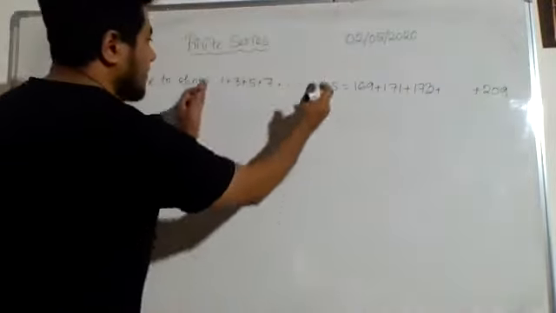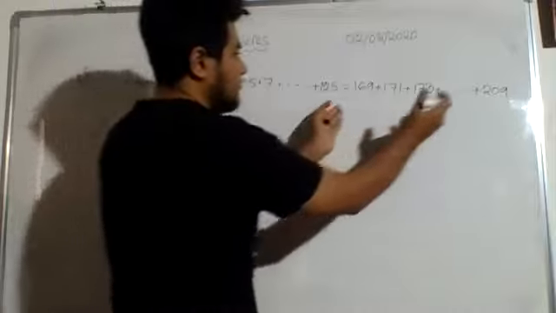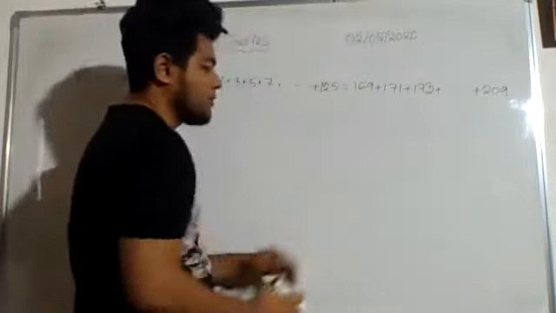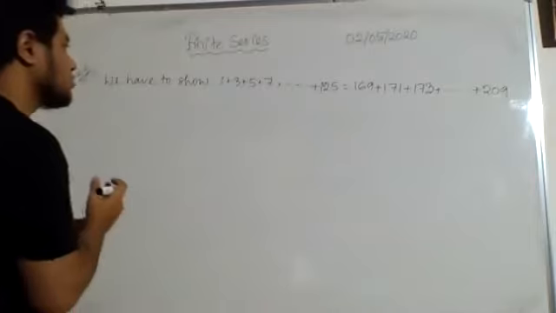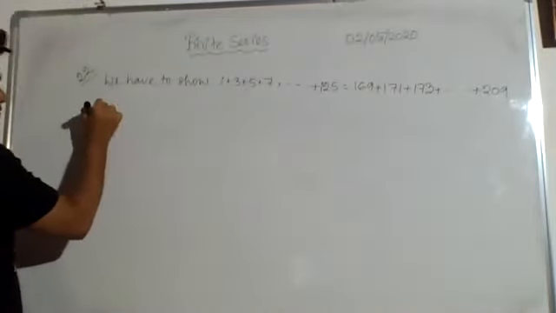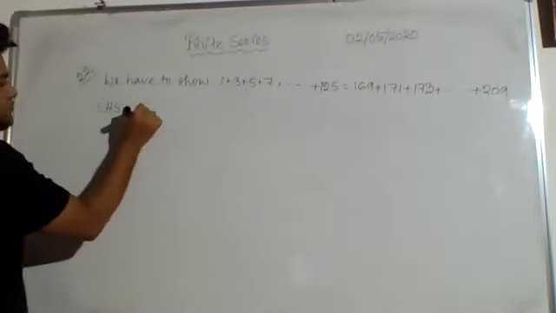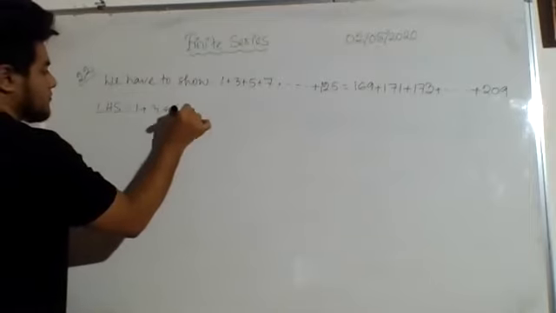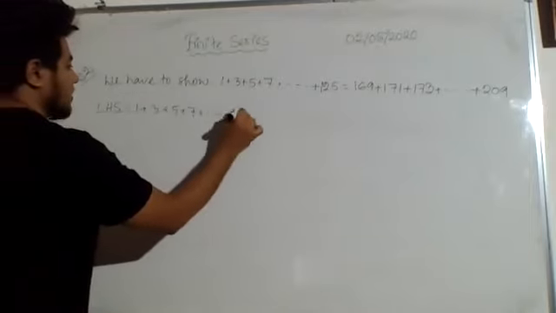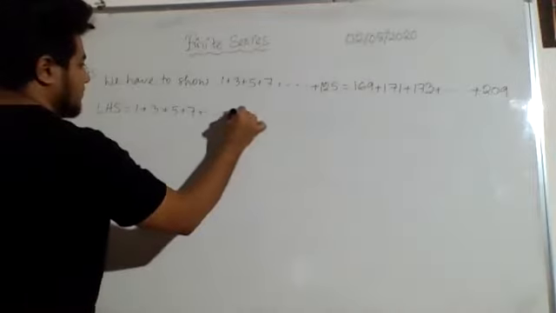So we need to find the summation of this. Then we need to find the summation of this. If both of them are equal, then I can say yes, they're equal to each other. So left hand side is equal to 1 plus 3 plus 5 plus 7 plus up to 125.